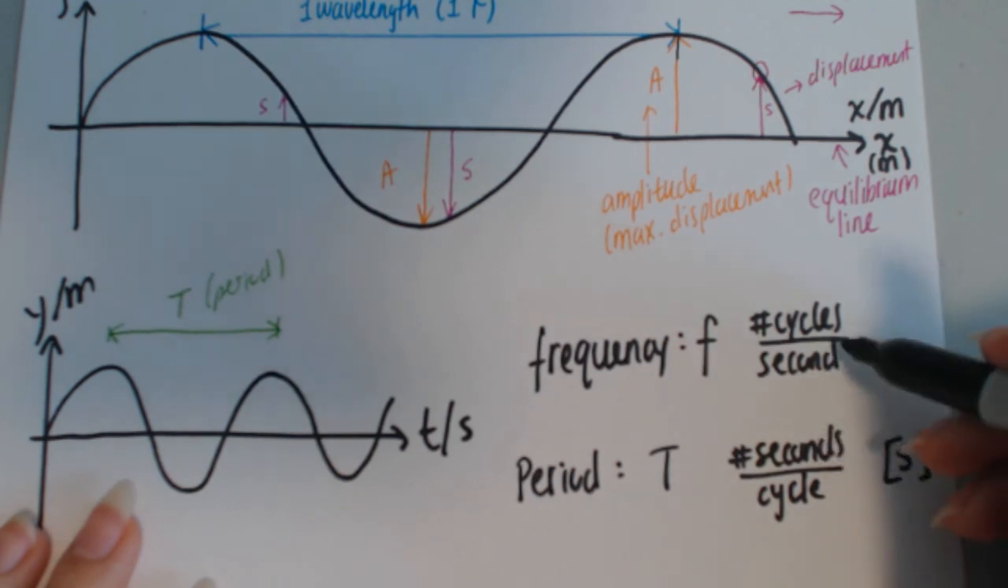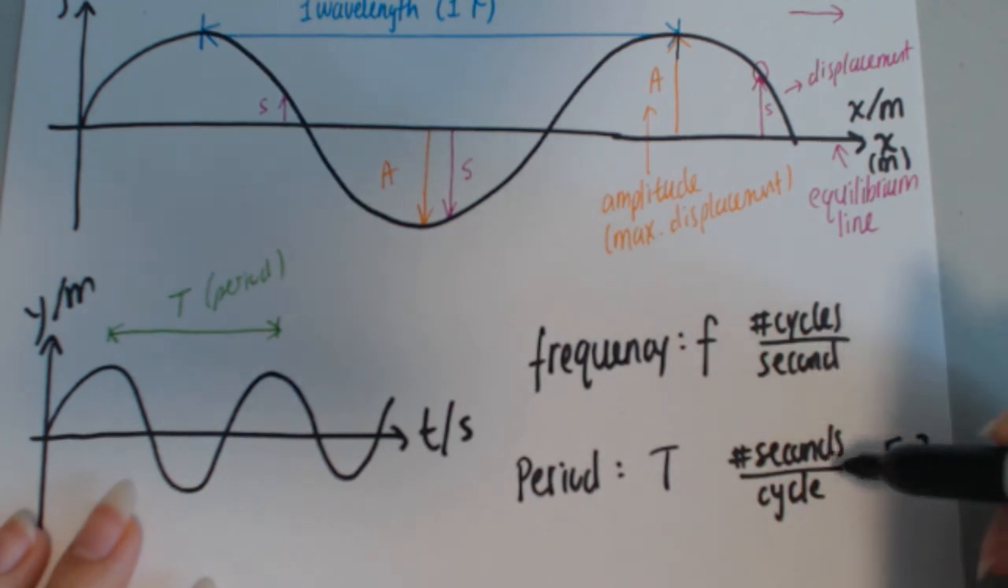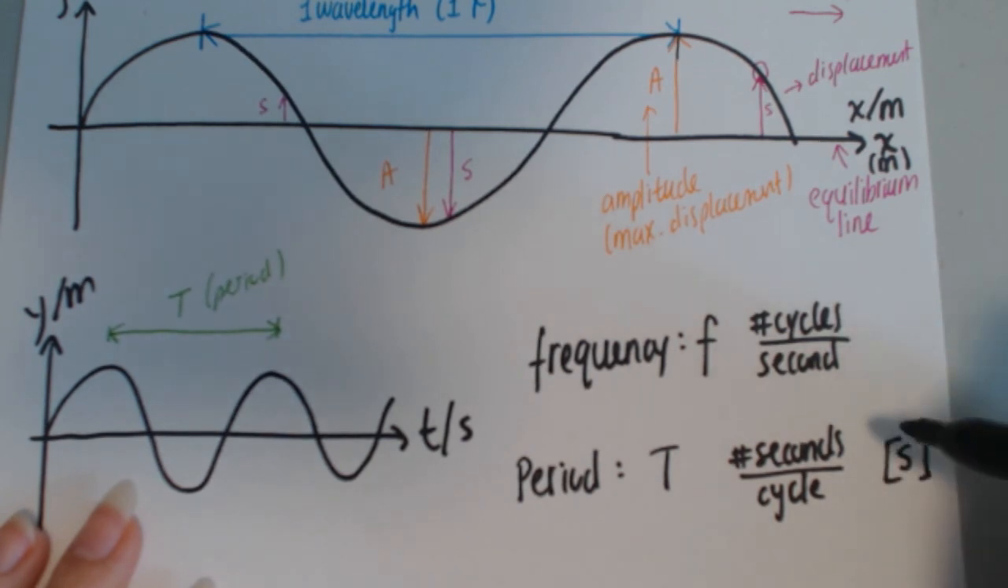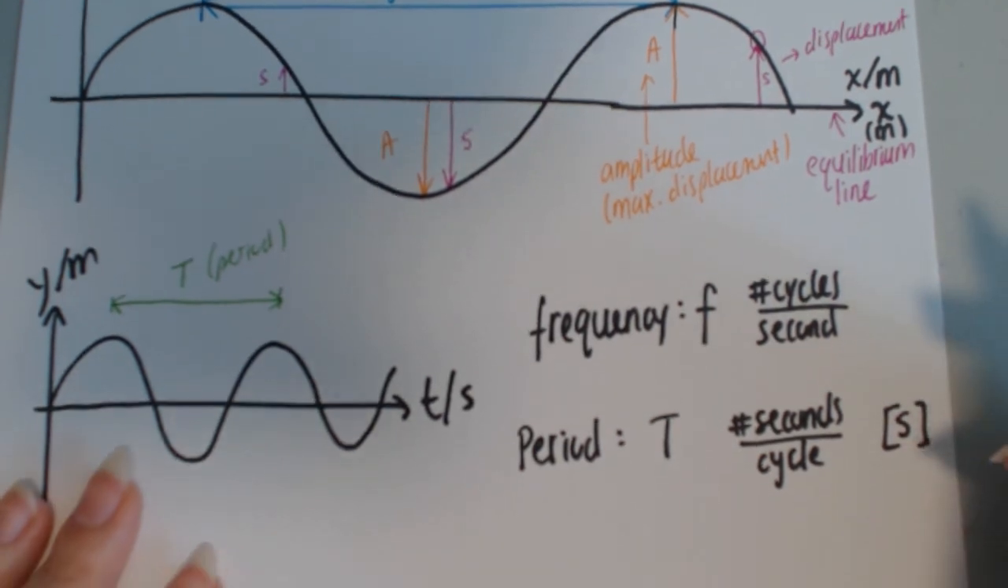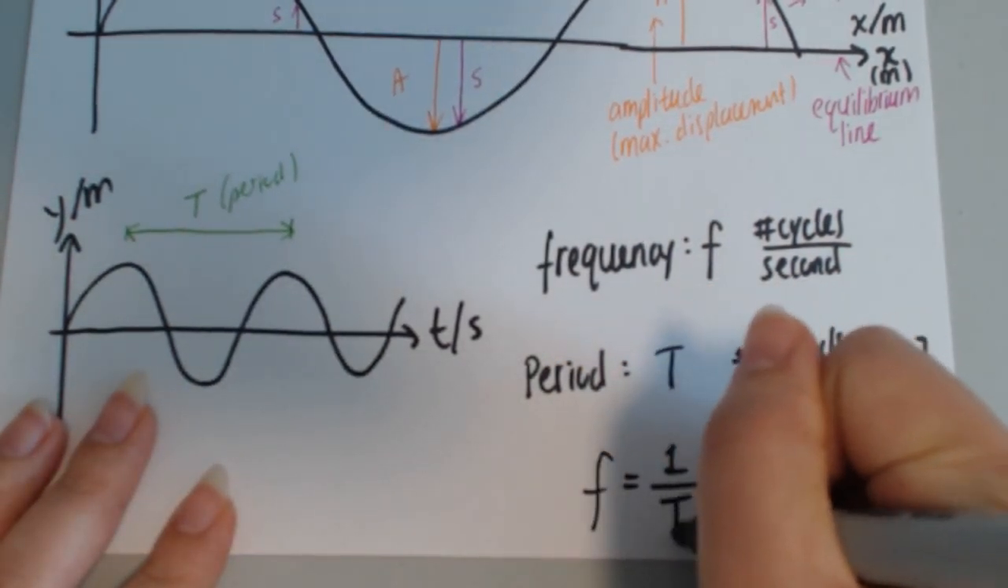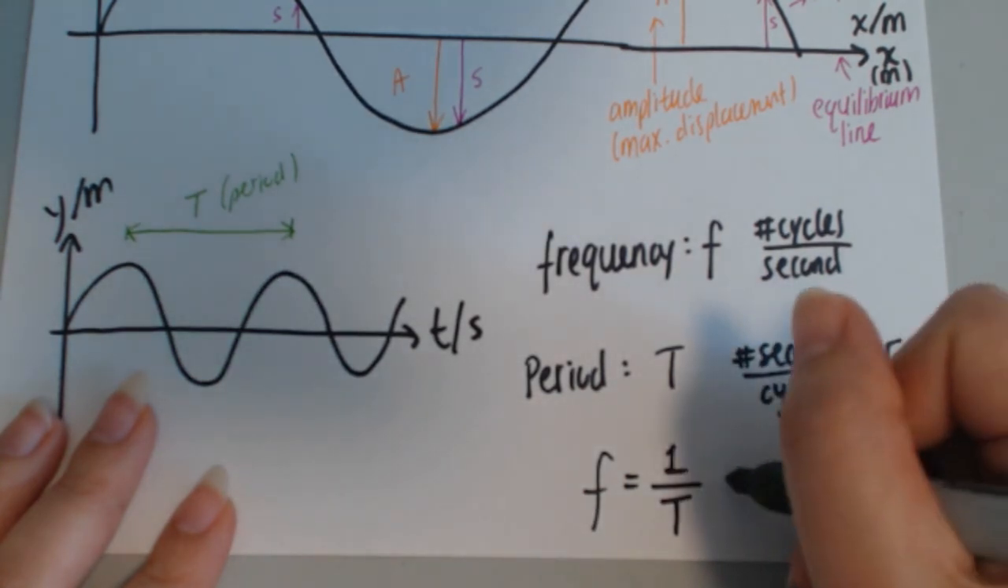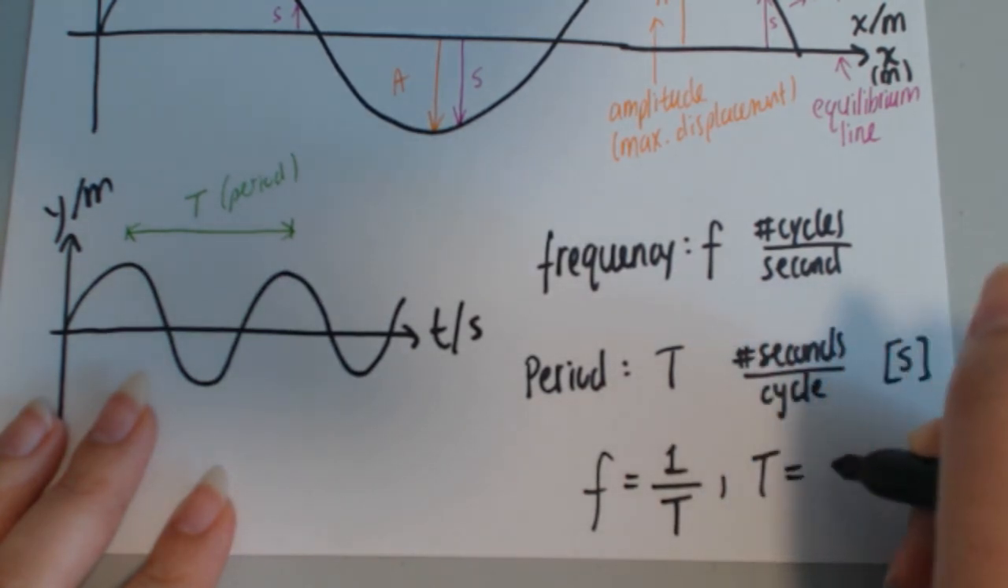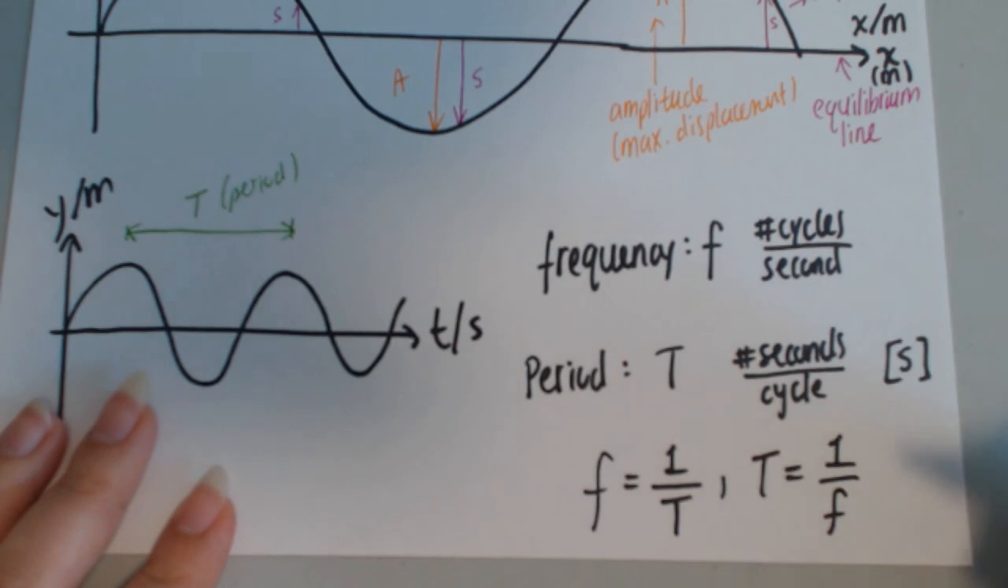Now, notice between these two, the units are reciprocals of each other, seconds per cycle and cycles per second. That would mean that frequency and period are also reciprocals of each other. So frequency is simply 1 over capital T. Likewise, if that's the case, that means that period is 1 over frequency.